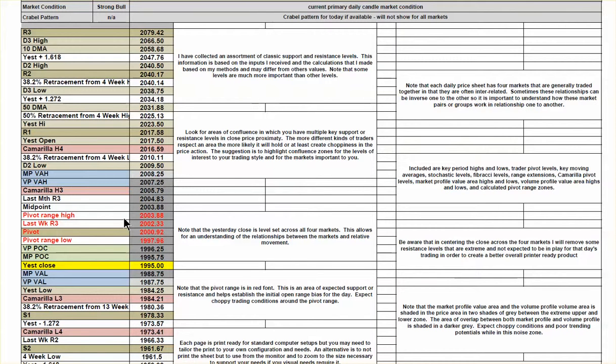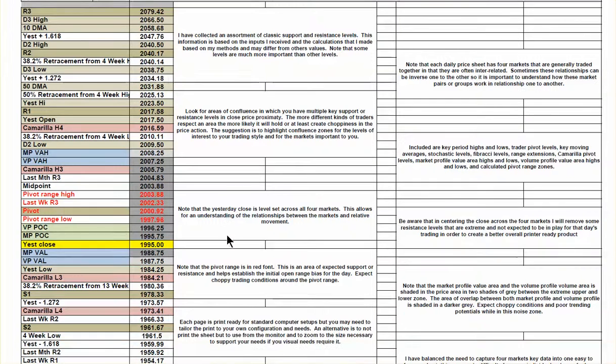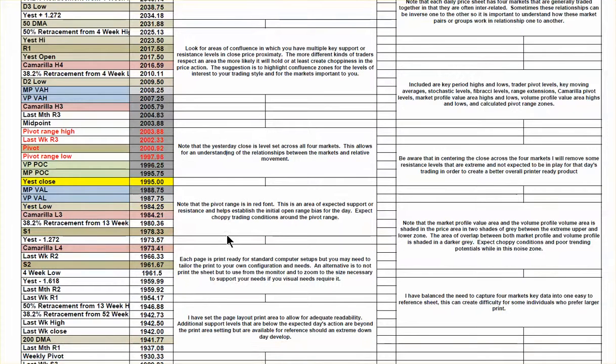You would certainly expect choppy trading conditions around the pivot range, a very poor area in which to initiate a trade, or for that matter even look for trading through. It's very difficult trading through that zone. So just keep in mind that when you're around the pivot range, the action will often get quite choppy.